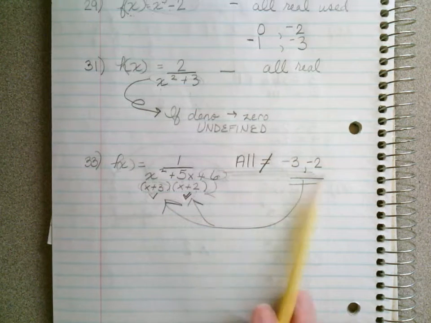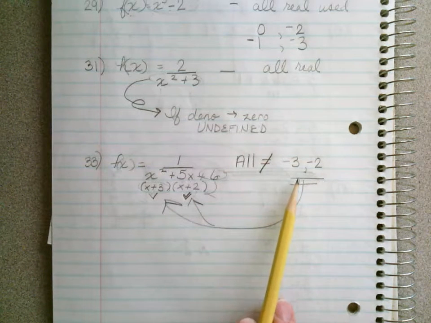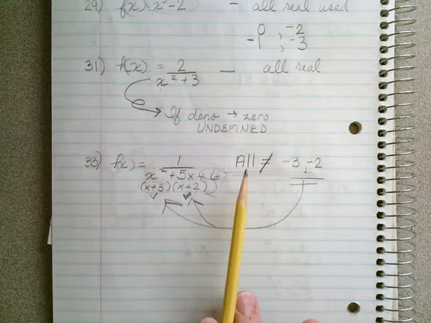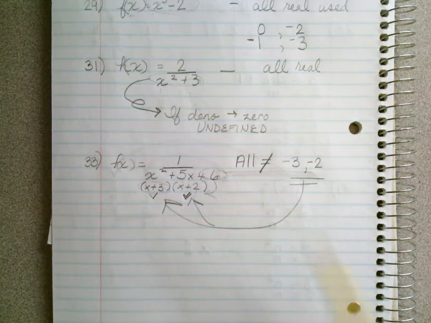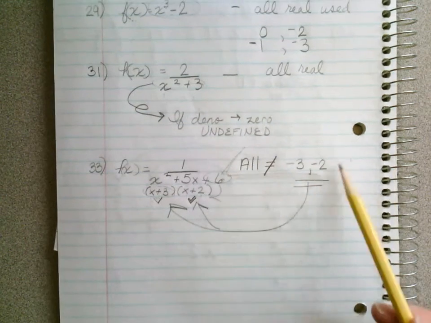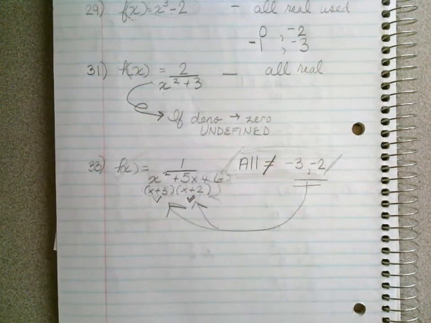So generally speaking, you're going to find that there are things you'll exclude, and then other numbers would be fine. So in this case, the entire universe is perfectly acceptable in this function except for these two numbers. Everything else would work just fine.